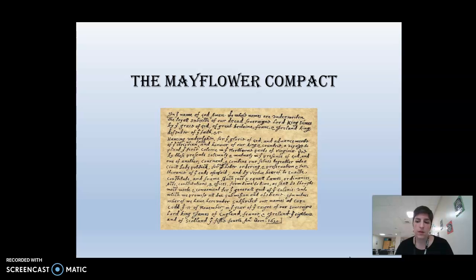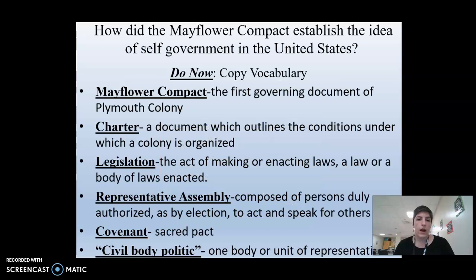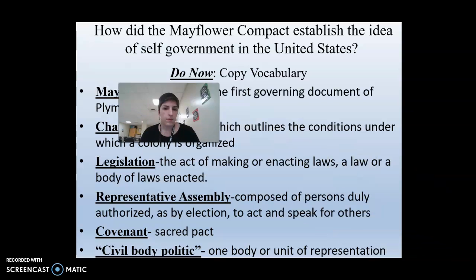It comes from the Mayflower, which was one of the first ships that came over to the United States before it was colonized by the English and other European powers. And compact basically means that they were able to come up with an agreement on how to run these colonies before they even built them. So we're going to learn a little more information about that today, and you are going to do some activities after this presentation. So how did the Mayflower Compact establish the idea of self-government in the United States?